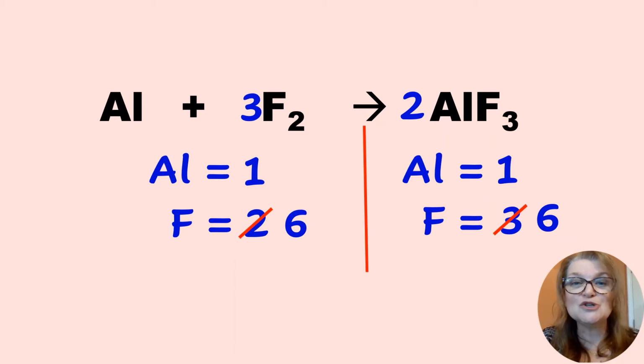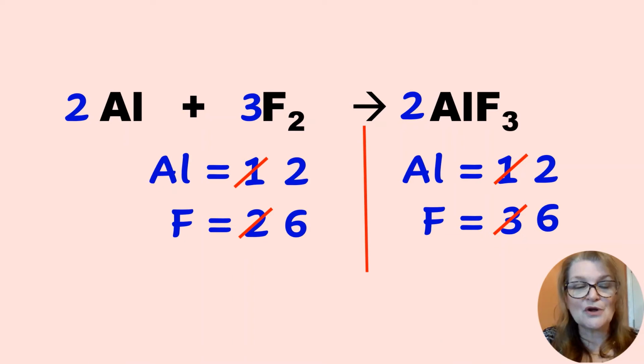But we also need to adjust our inventory for the aluminum, because that coefficient of 2 changed not only the fluorine, it changed the aluminum as well. And now there's going to be 2. And we're going to need to go back to the reactant side and put a coefficient of 2 in front of the aluminum, change our inventory, and now when we take a look, we can see that when we look at the aluminum, both of them are equal to 2, and both of the fluorine are equal to 6. And then if we look at our coefficients, they are 2, 3, and 2.